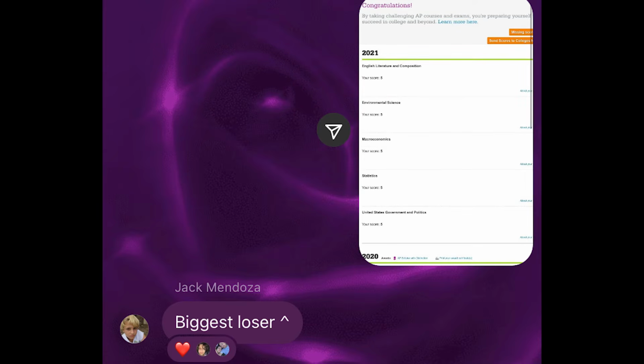I got 2 5s and 4 4s on my AP exams. I don't want to flex. However, I went on to get... I do want to flex, actually. This is my biggest accomplishment in senior year. I got 5 5s on my AP exams that I took in senior year. And my school reports weighted class rank was 20%, so top 20%.